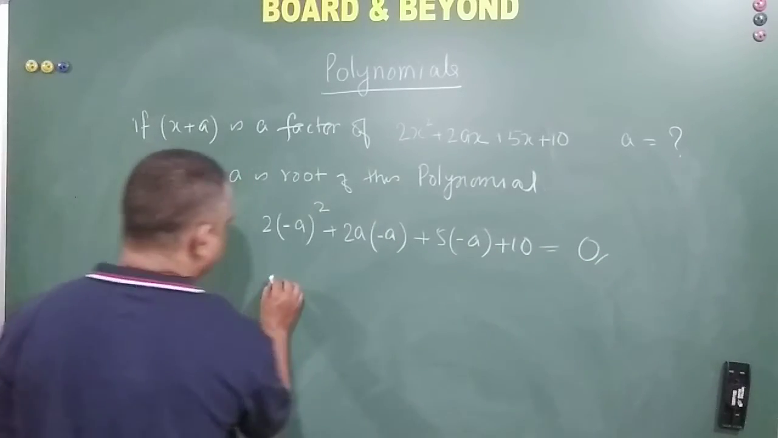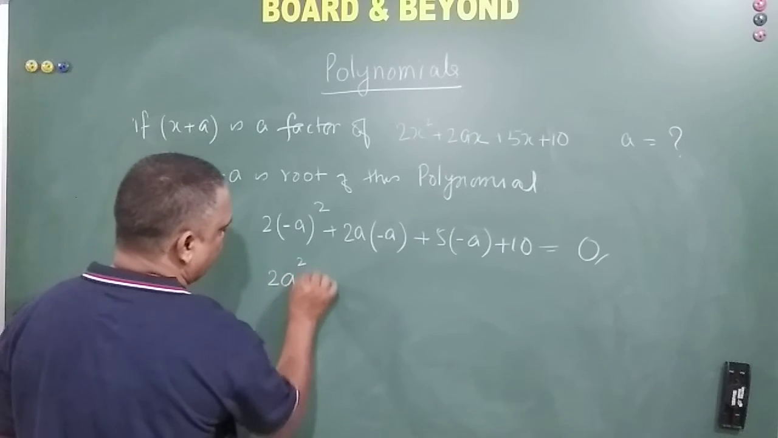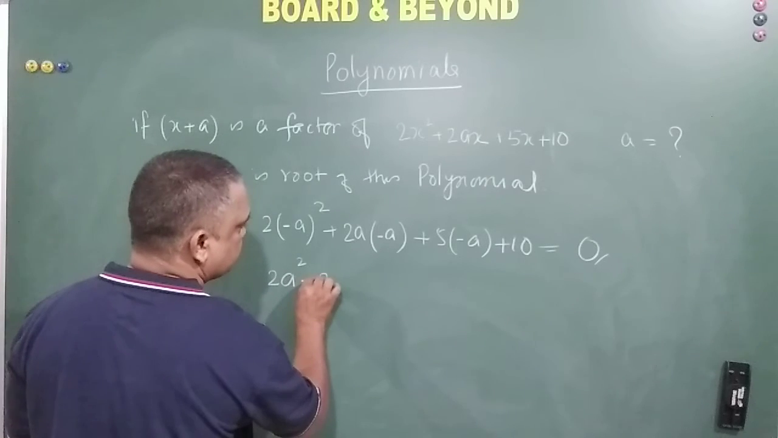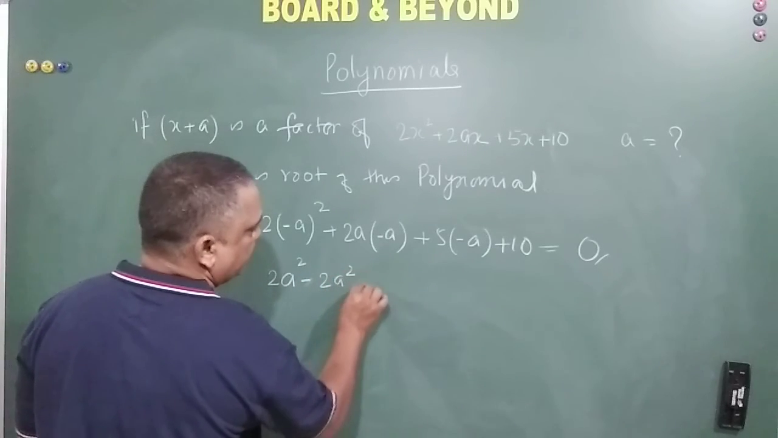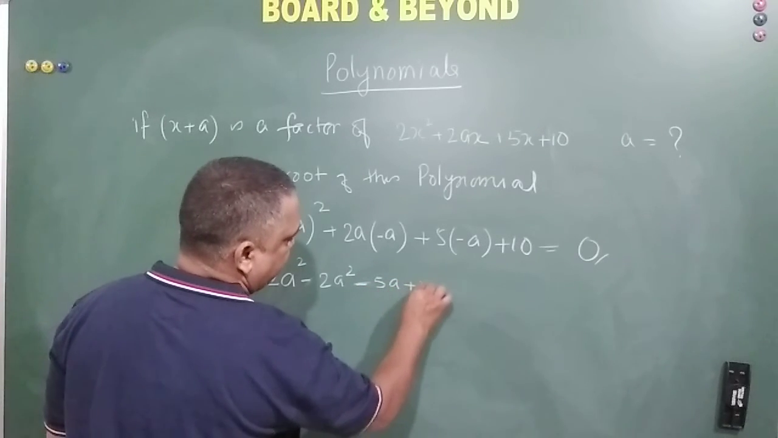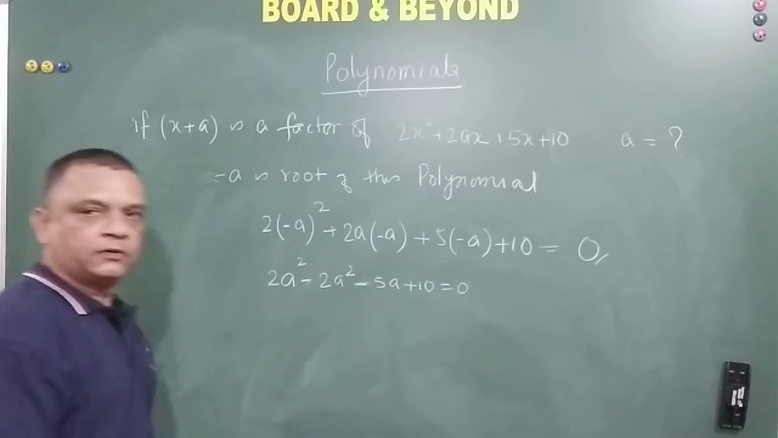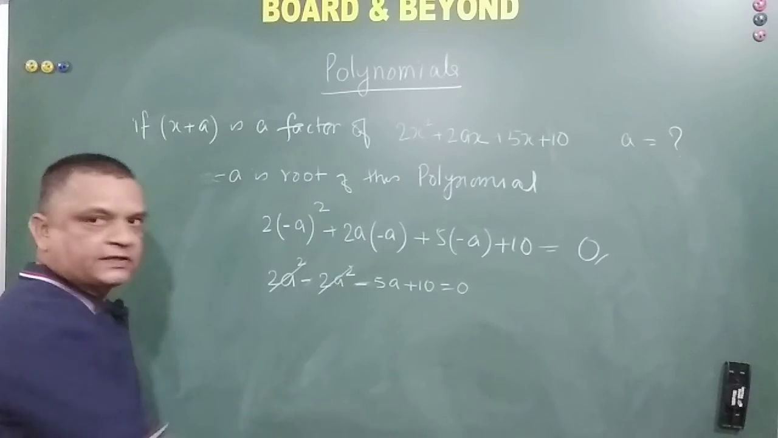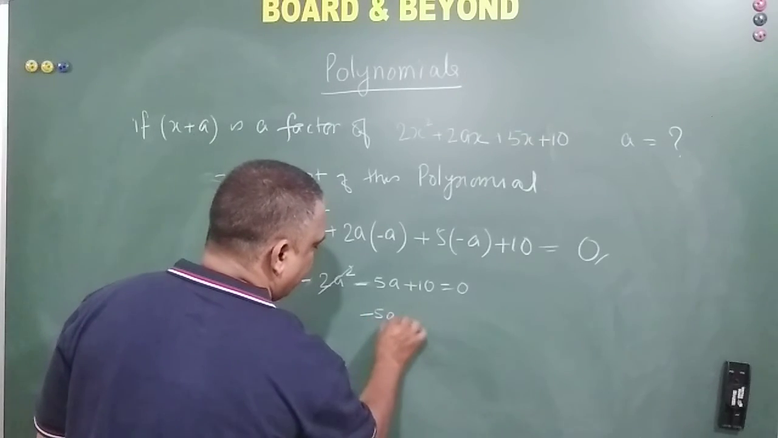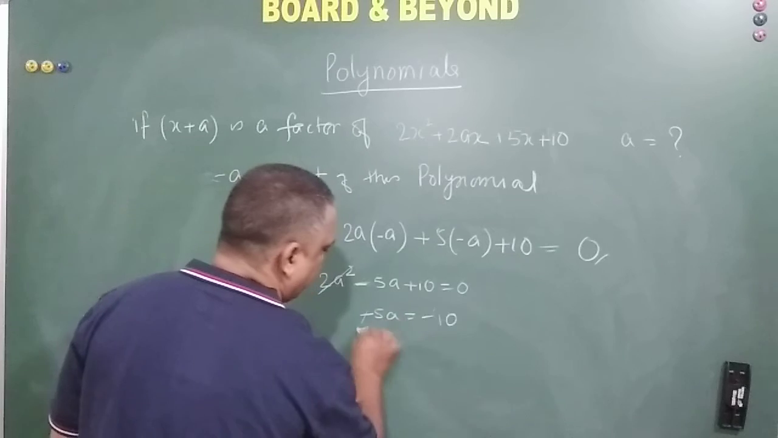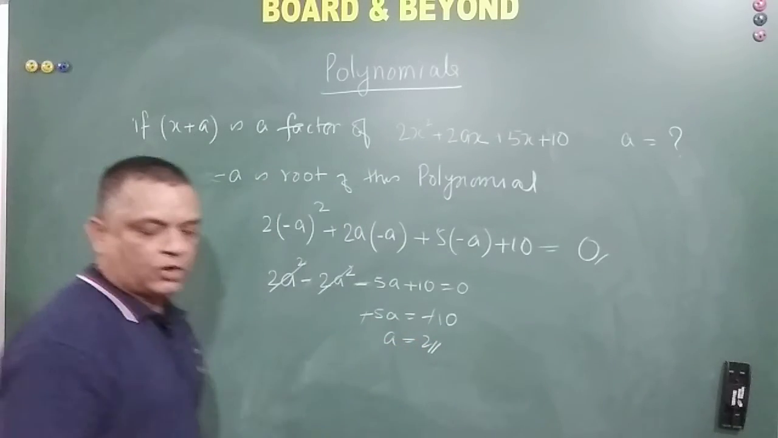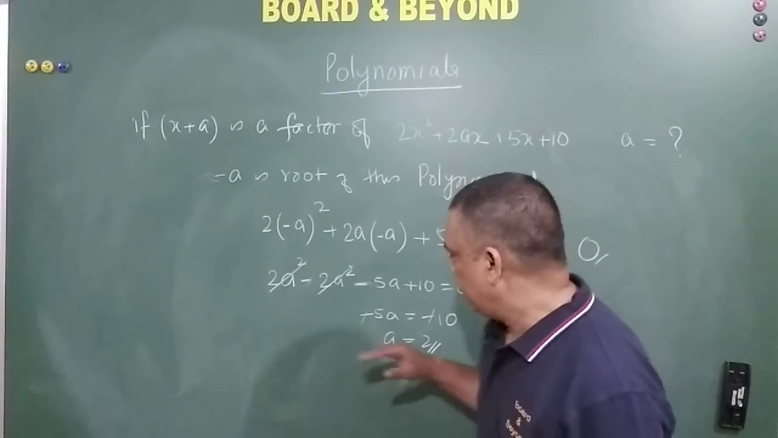Okay. Now this leaves me with 2a square minus 2a square plus minus 5a plus 10 is equal to 0, right? So this and this get cancelled. Now this is minus 5a is equal to minus 10, minus minus cancels here, a is equal to 2. You got my point? So a is equal to 2.